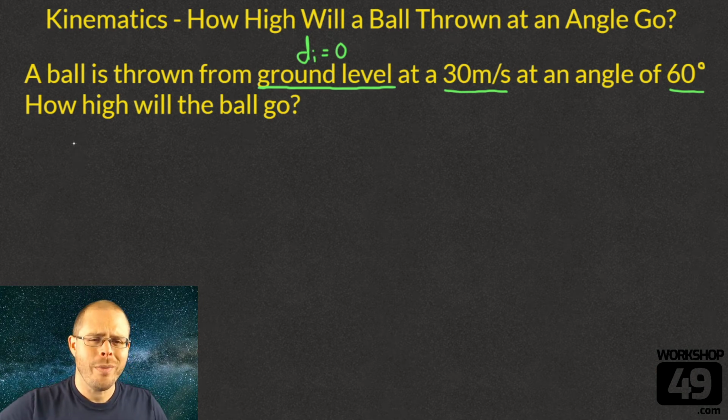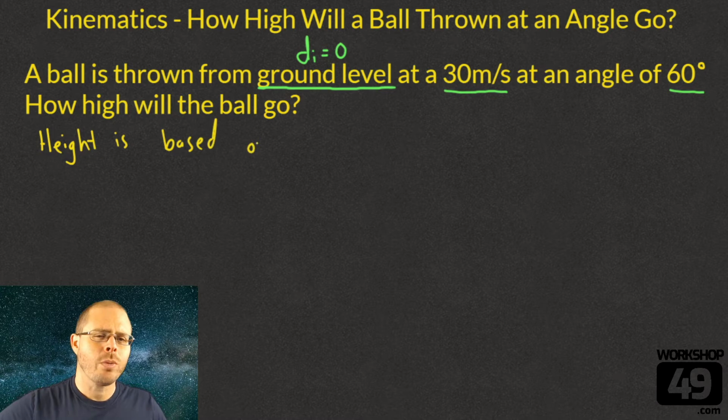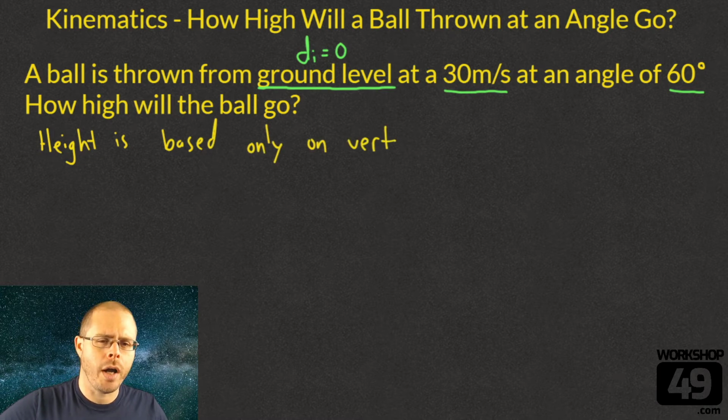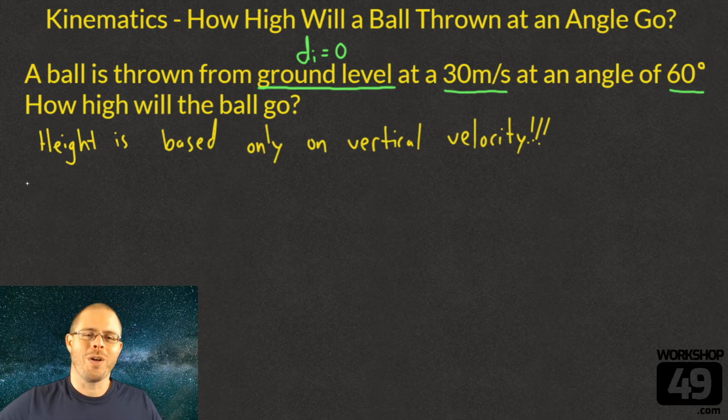As we're starting two-dimensional kinematics, the important thing to remember is that vertical velocity and horizontal velocity actually behave separately, and height is based only on vertical velocity. If you throw a ball, it doesn't matter how hard you throw it sideways, it matters how hard you throw it up. So we're going to have to break this 30 meter per second velocity into its vertical component.